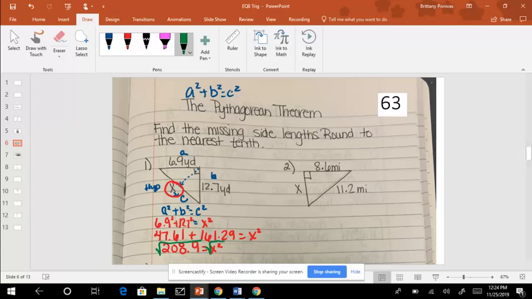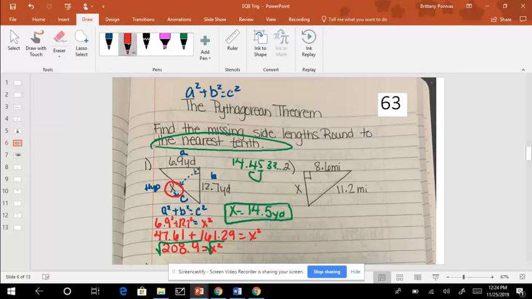In our calculator, and I'll write it up here, we get 14.4533, and it keeps going. The directions say round to the nearest tenth, so the 5 is going to round the 4 to a 5. So our answer is going to be 14.5 yards.